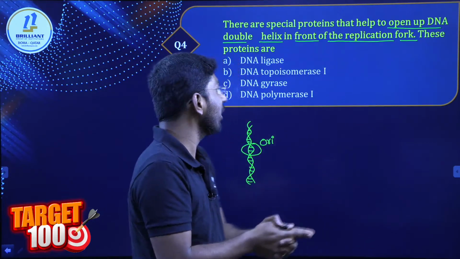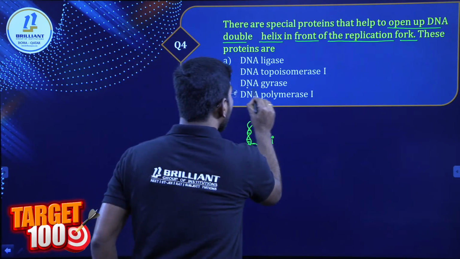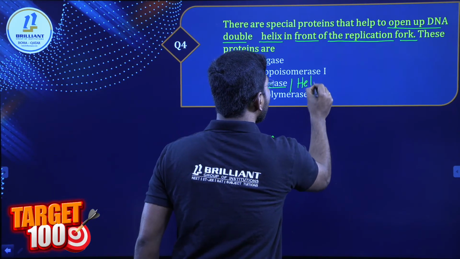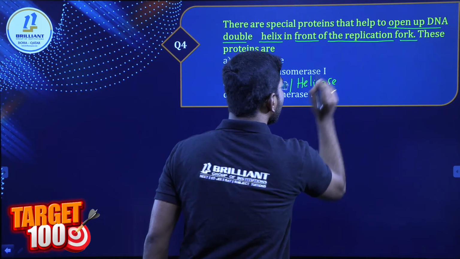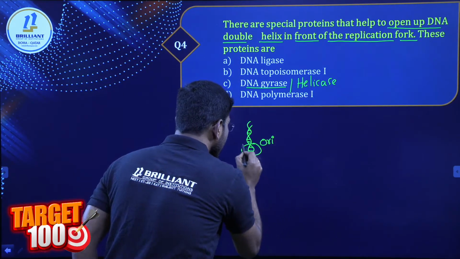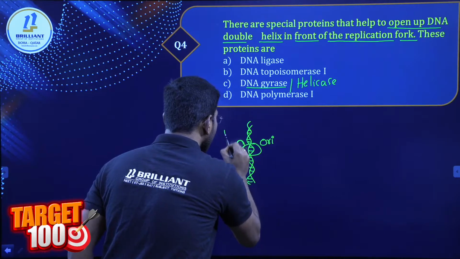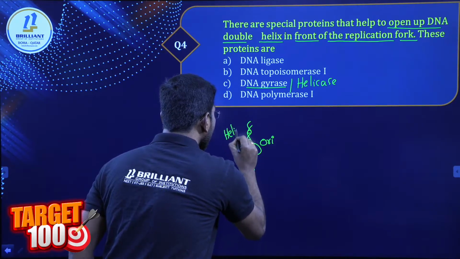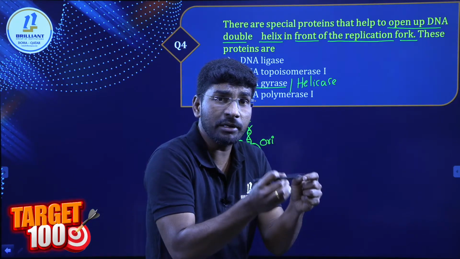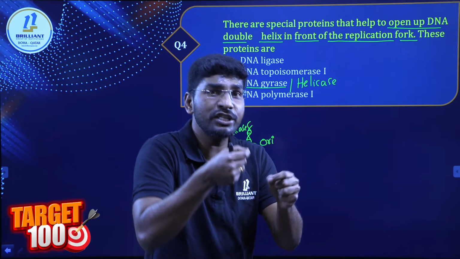Very good, Hannah. What is the enzyme? DNA gyrase. It is also known as DNA helicase enzyme. DNA helicase or DNA gyrase. This DNA helicase enzyme comes and attaches. This is called what? Tell me. Helicase enzyme. The DNA helicase enzyme comes and attaches, and breaks the bonds.